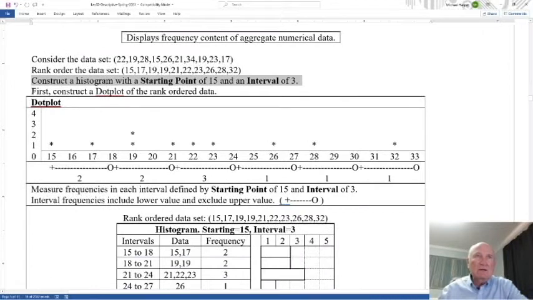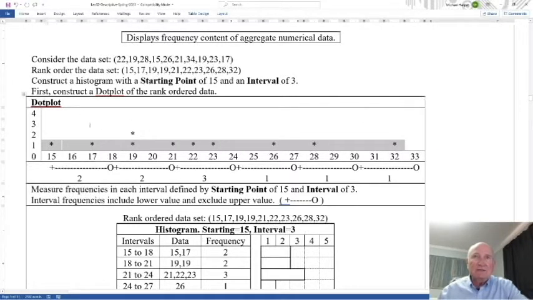First, construct a dot plot of the rank order data. Okay, let's do that. Here's 15, 17, 19, 19, 15, 17, 19, 19. Here's 21, 22, 23, 26, 28, 32. And we can see this is skewed right. So we would expect the mean to be greater than the median. But we're looking at a histogram right now, so let's just look at the histogram.